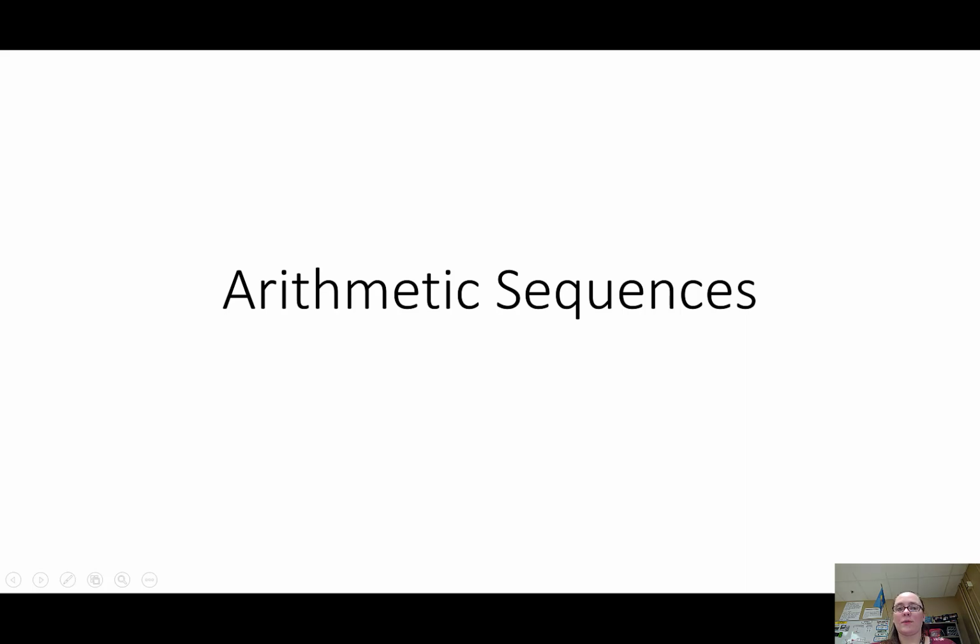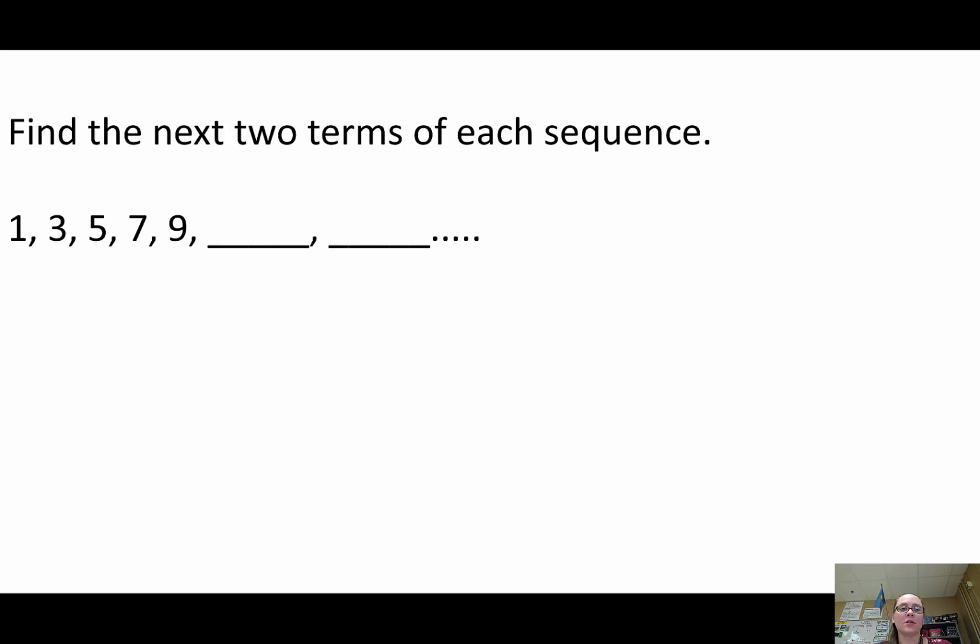All right, today we're looking at writing arithmetic sequences. And arithmetic sequences are just a sequence of numbers or things that are going up by adding or subtracting. So let's look at this one here.